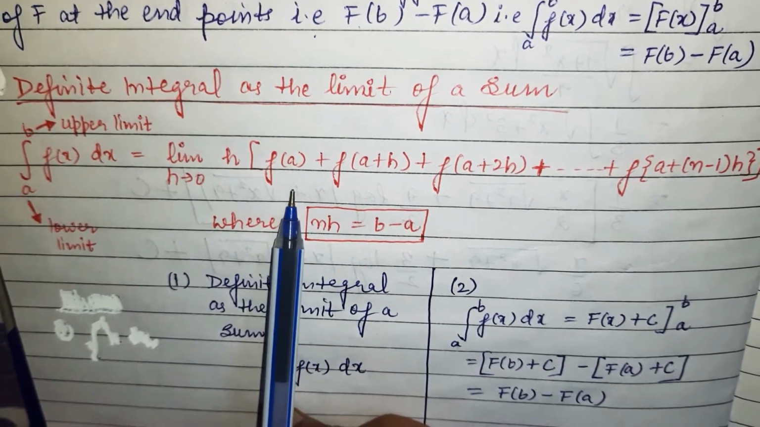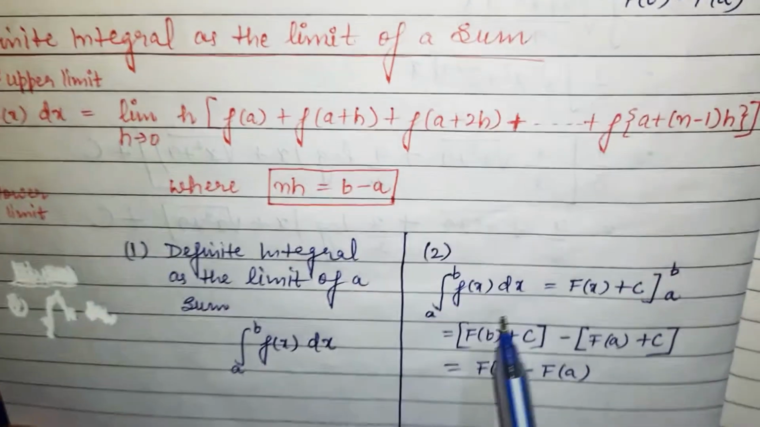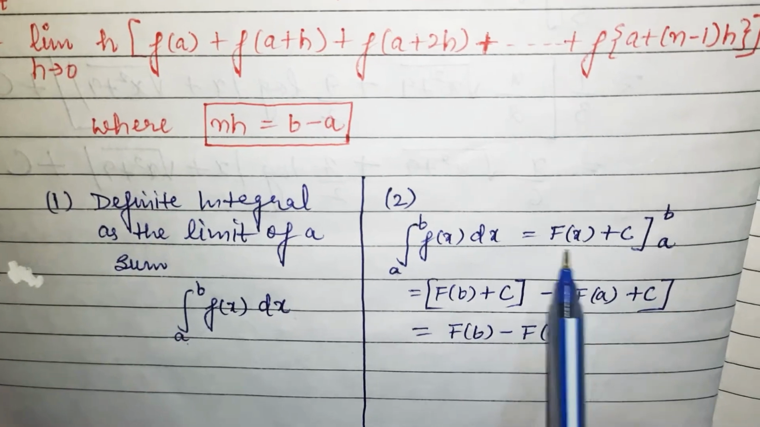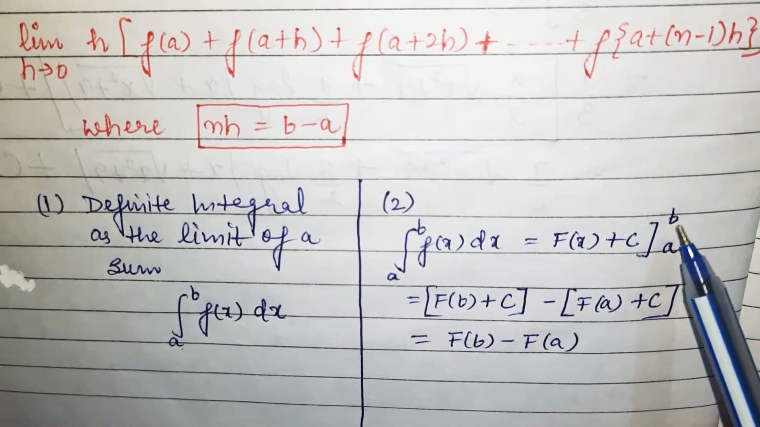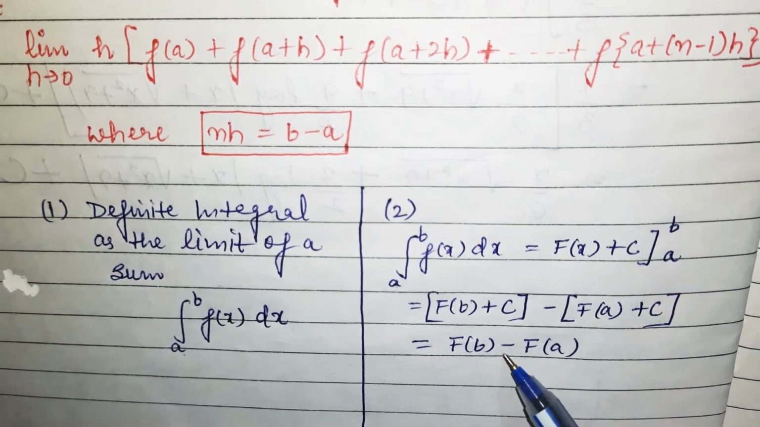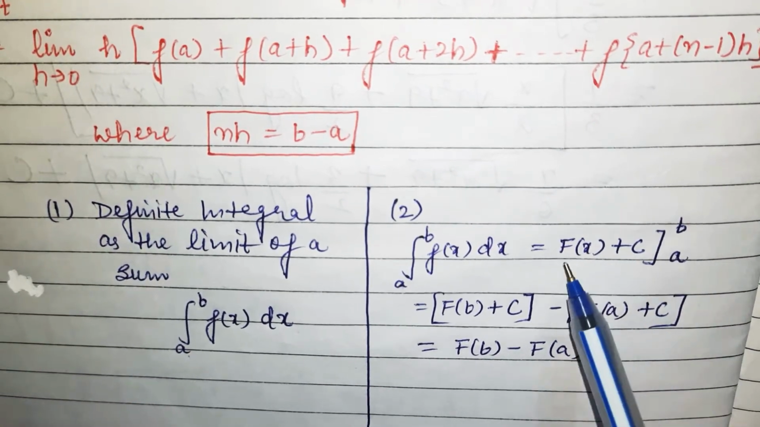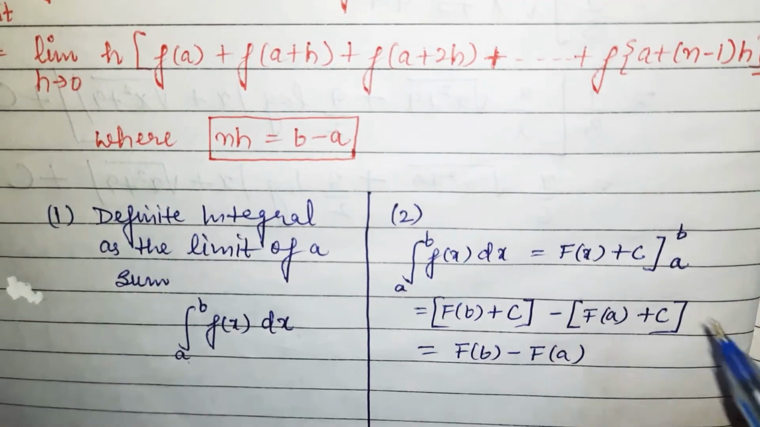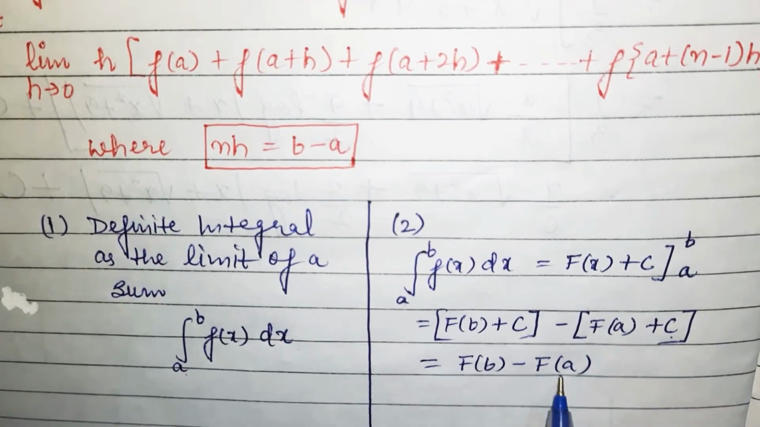Now the next method: let's suppose I have the integral from a to b of f(x) dx. Whenever I am integrating, suppose after integrating I get the answer F(x) plus c, as you used to write for indefinite integral. After that you need to write the limits also, b and a, upper limit minus lower limit. That means F(b) minus F(a). How are you getting it? Firstly you put the value of x as the upper limit, so F(b) plus c, minus the lower limit, where x becomes a and the constant remains the same. Now the constant cancels out, and finally you get F(b) minus F(a).